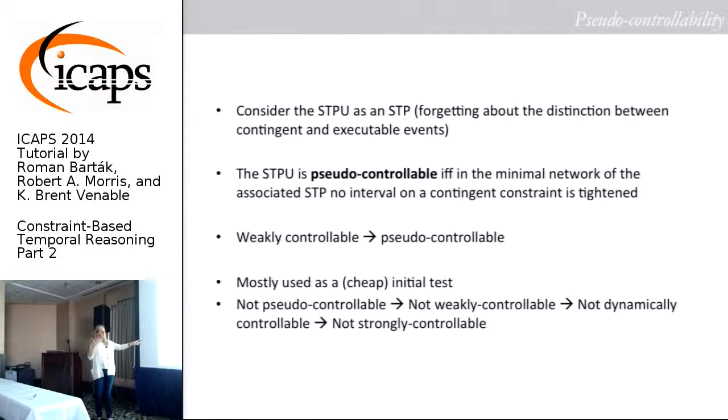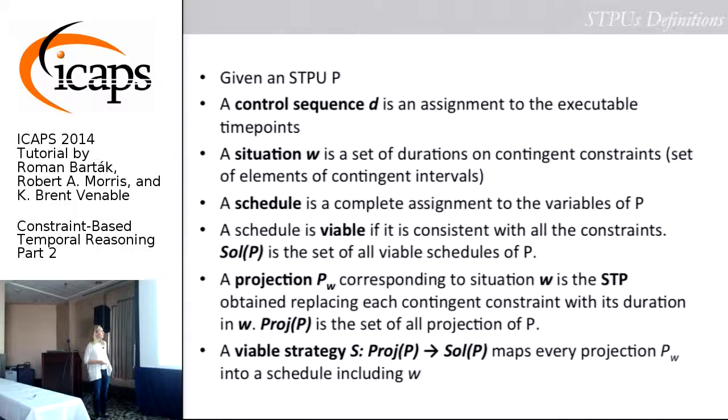But usually, what is easy to say is that if I'm not pseudo-controllable, I'm not weakly controllable, and thus I'm not dynamically controllable, and so I'm not strongly controllable. So in polynomial time, because pseudo-controllability means running a consistency check on an STP, I can rule out if this problem is not worth any further consideration.